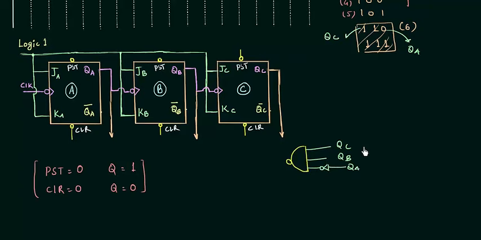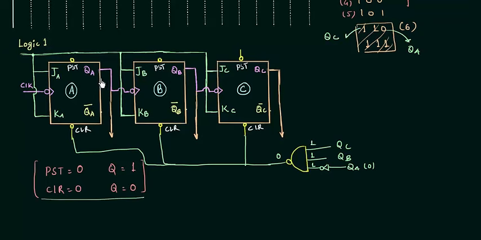Now you can see when we have 6, it means I have 1, 1 and 1 here. QA is 0 in case of 6, and this NOT gate will make it 1. So this NAND gate will have output equal to 0, and this output will be given to all the clear inputs of the 3 flip-flops. So I will give the output of my NAND gate to all the clear inputs, and as soon as we have 6, the output is 0 and the clear is 0.